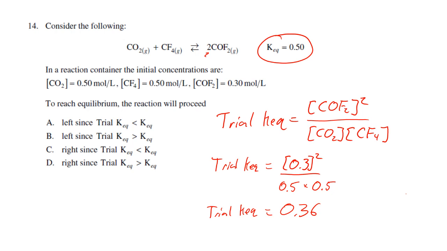And so since trial KEQ is much smaller than real KEQ, trial KEQ wants to become bigger. Since trial KEQ wants to become bigger, we're going to need more products. So if we want more products, it's going to be shifting to the right. So we're looking at one of these answers, right or right. And the reason why is because trial KEQ is smaller than real KEQ, or in other words, trial KEQ is less than real KEQ. That one right there.